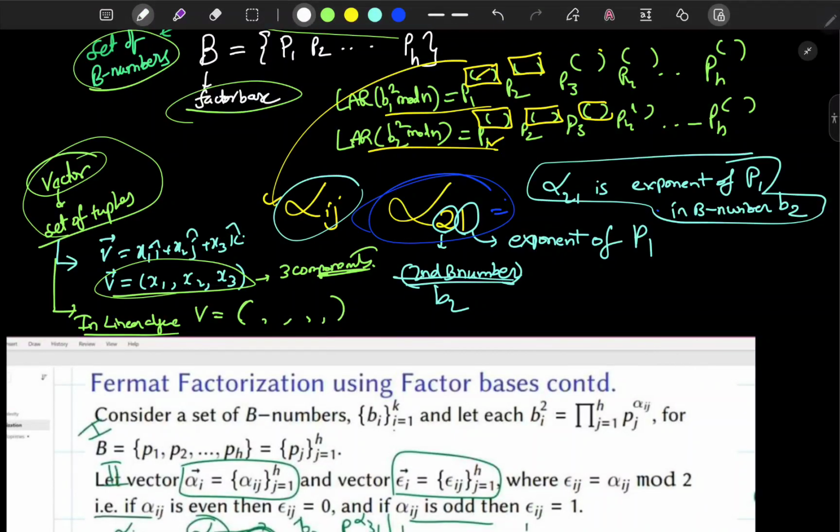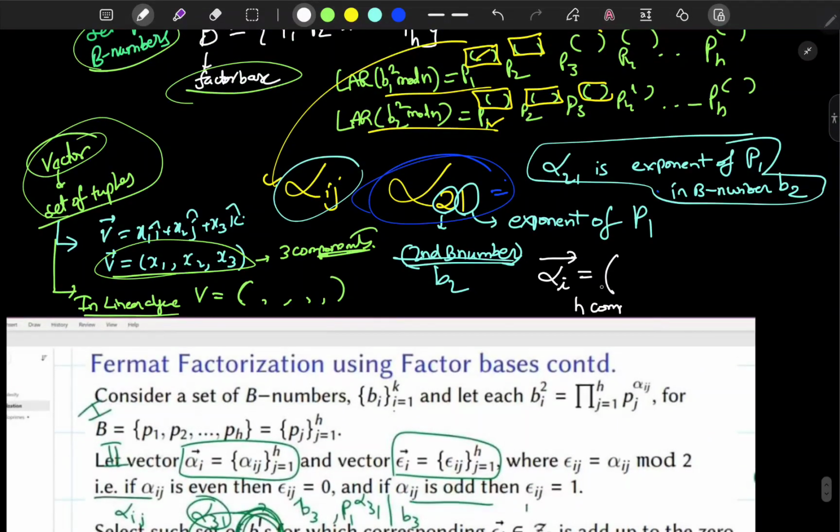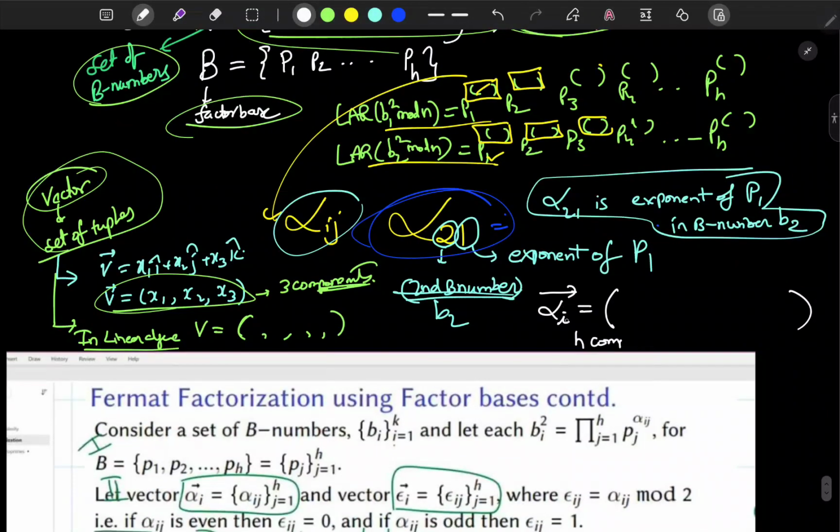Similarly, we are defining a vector alpha i bar. Alpha i bar is a tuple having h components. It is basically a list of all the exponents of the ith b number. Alpha i bar denotes all these coefficients together in the tuple.